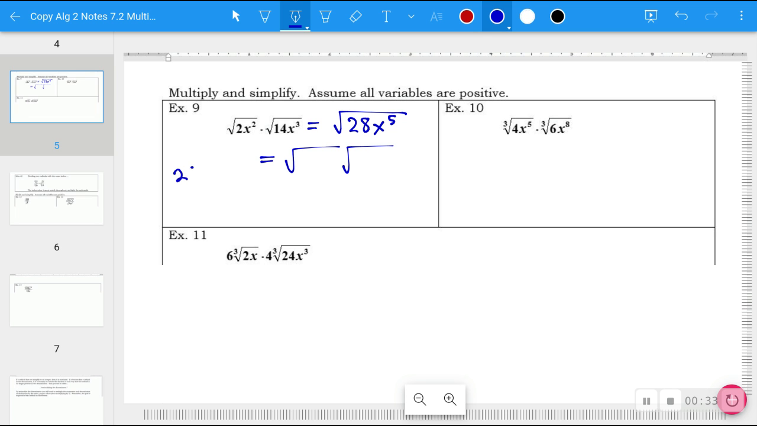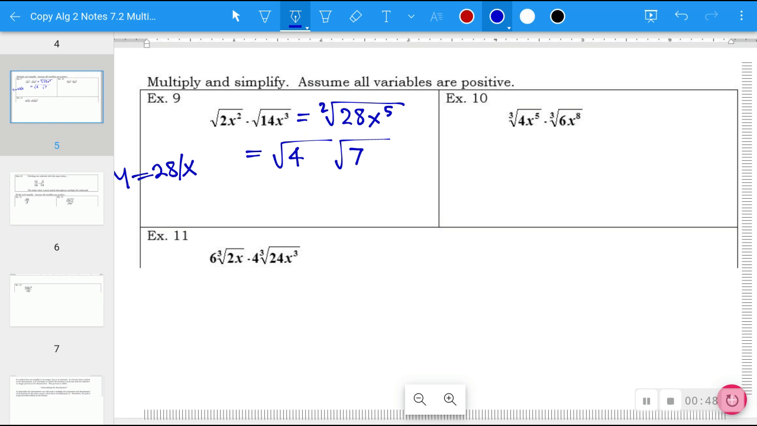Well, if you take 28 divided by x on your y equals line and go to your table of values, you'll see that 4 times 7 is the only way to break apart 28 and get a perfect square in the front. All right, our index here is invisible. It's a 2. And with that index of 2, we got trouble here because 5 doesn't divide by 2. So like we did last time, you're going to lower that 5 to 4 and put the extra x in the back. And then you're going to take the square root of this perfect square part up here.